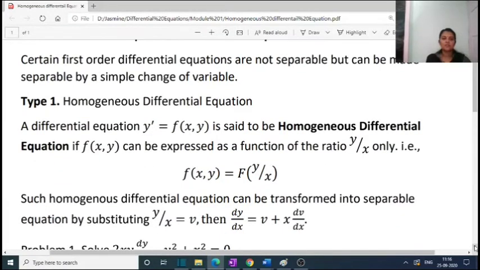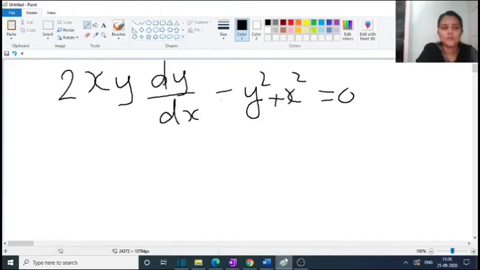Then this differential equation can be transformed into a separable differential equation by substituting v equal to y by x. Then dy by dx becomes v plus x dv by dx. So we have one problem to be solved. First problem: solve 2xy dy by dx minus y square plus x square equal to 0.